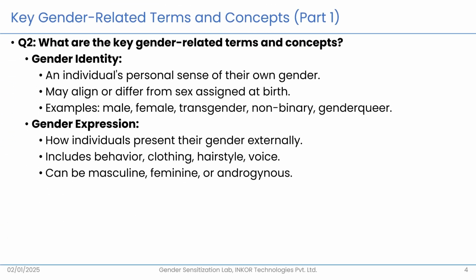To better understand gender, we need to know some key terms. The first term is gender identity. This is how a person sees themselves in terms of gender. It can align with the sex they were assigned at birth, or it can be different. Some people identify as male, female, transgender, non-binary, or genderqueer.